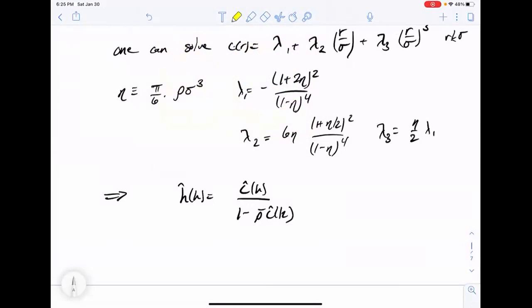It turns out that there's not a simple algebraic or analytical form for H of K that is easy to write down. But given everything else, it's still a closed theory. It's still straightforward to evaluate numerically by doing the numerical inverse Fourier transform. Note this sort of structure of the H of K being proportional to Fourier transforms of C of K also has a fancy name associated with it. It's called the Ornstein-Zernike equation.